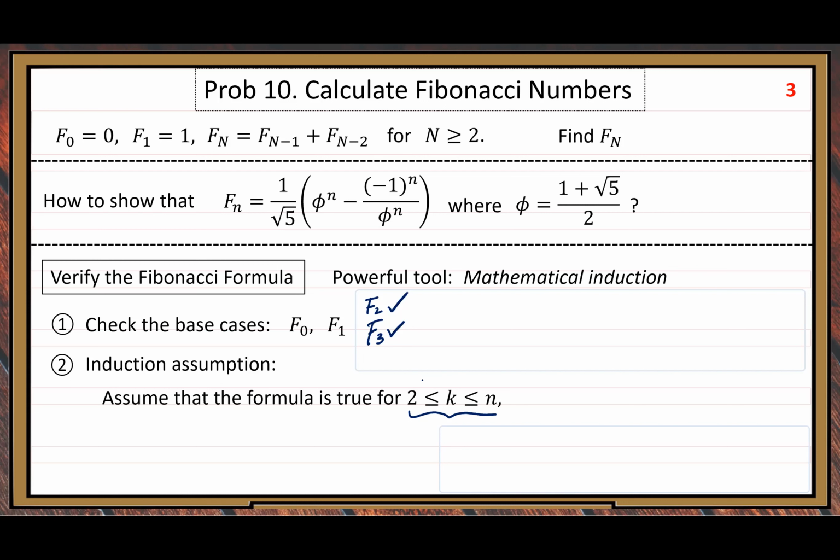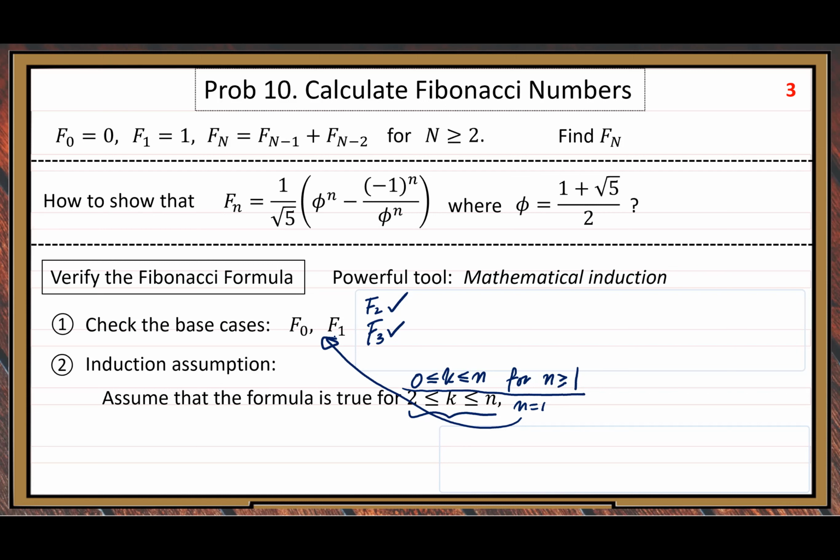we can modify this range to 0 less than or equal to k less than or equal to n, for n greater than or equal to 1. How about that? Because if we do this modification, when n equals 1, k equals 0 or 1, which corresponds to the base cases. We know it's correct.